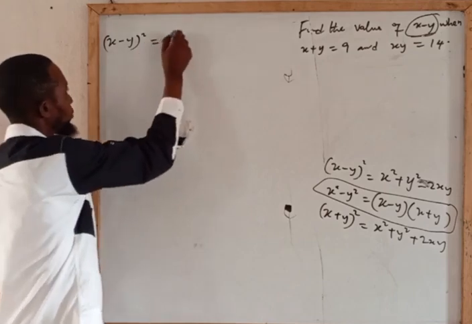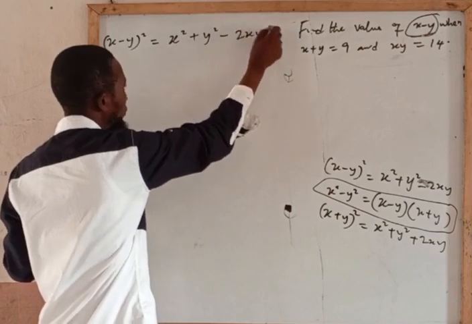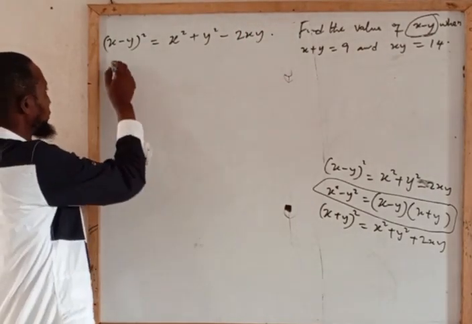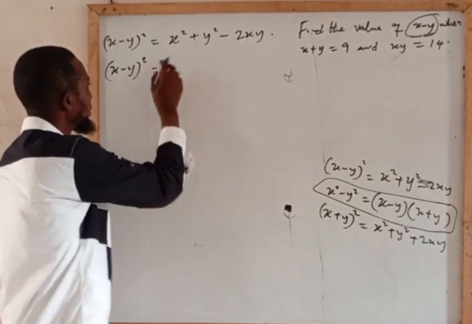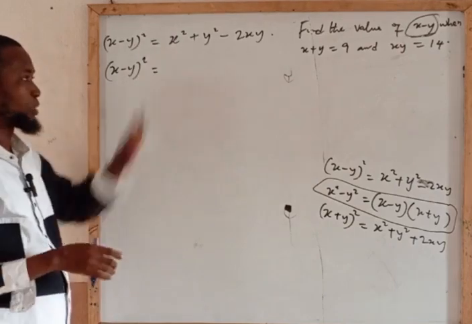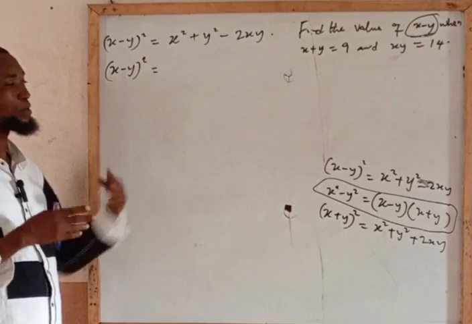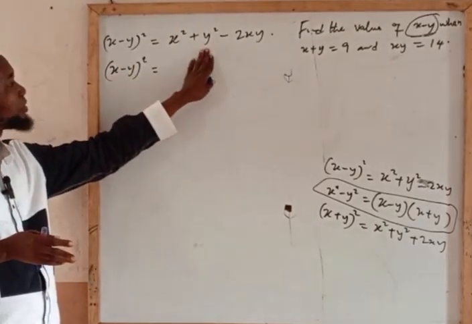It is equivalent to x squared plus y squared minus 2xy, right? So let's continue solving. So we say x minus y squared here becomes, now, do we know the value of x squared? Or do we know the value of x? When we know the value of x, we simply can take its square.